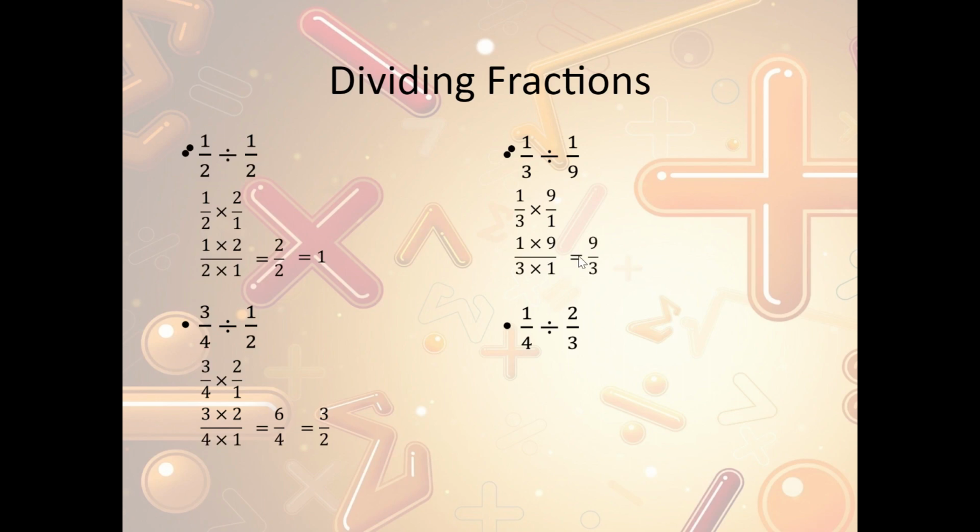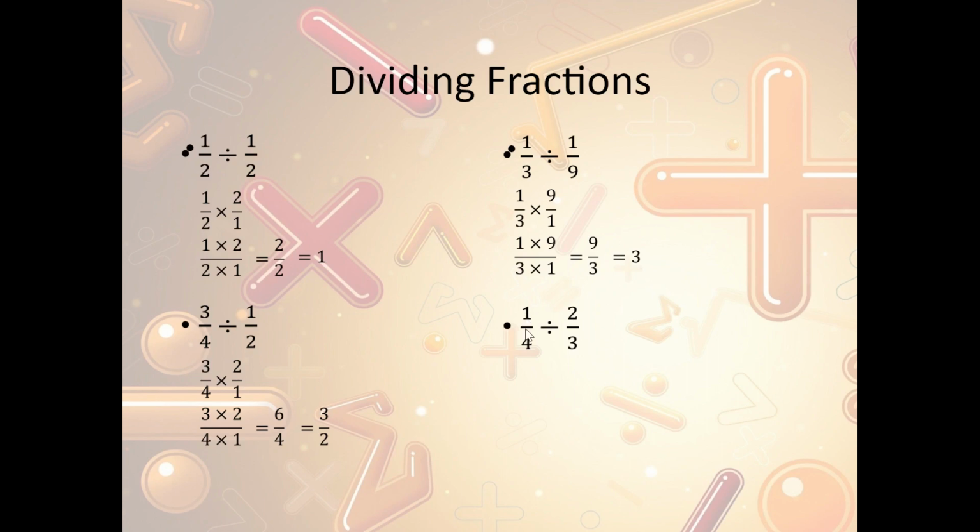Now we look to see if there's anything in common. Well, we can see that 3 is in common in both the top and bottom. So we divide both top and bottom by 3. So 9 divided by 3 is 3. 3 divided by 3 is 1. So we get 3 over 1, which is just 3.